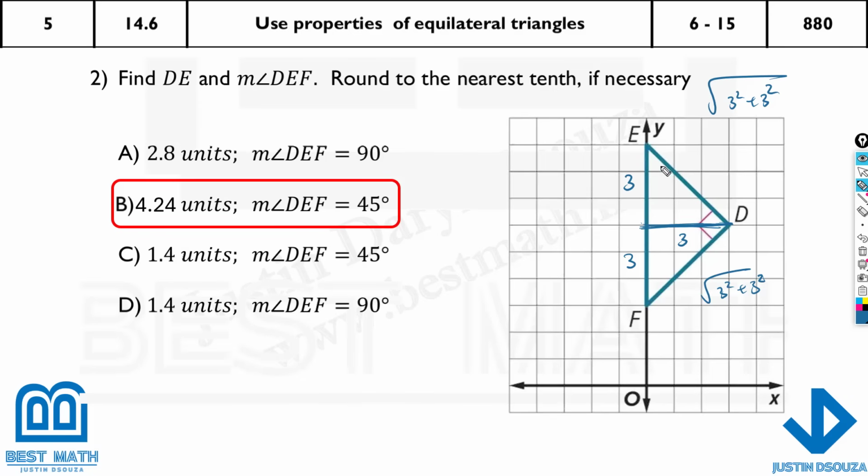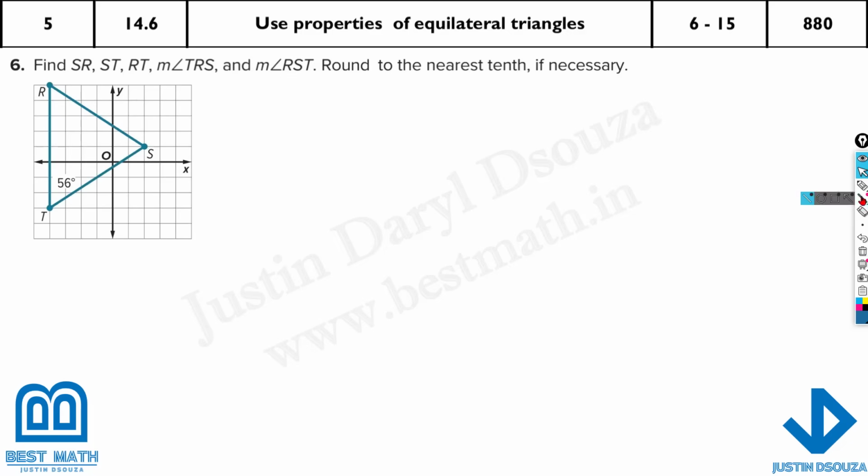Now an isosceles triangle has its base angles, the leg angles, also equal. So if this is 90, these two must be equal, and it should be 45 and 45 degrees. So therefore, those are the correct answers. You can easily do it using the Pythagoras theorem rather than the distance formula. Whichever you're comfortable with, you can select that. Now I'm going to use the Pythagoras theorem over here.